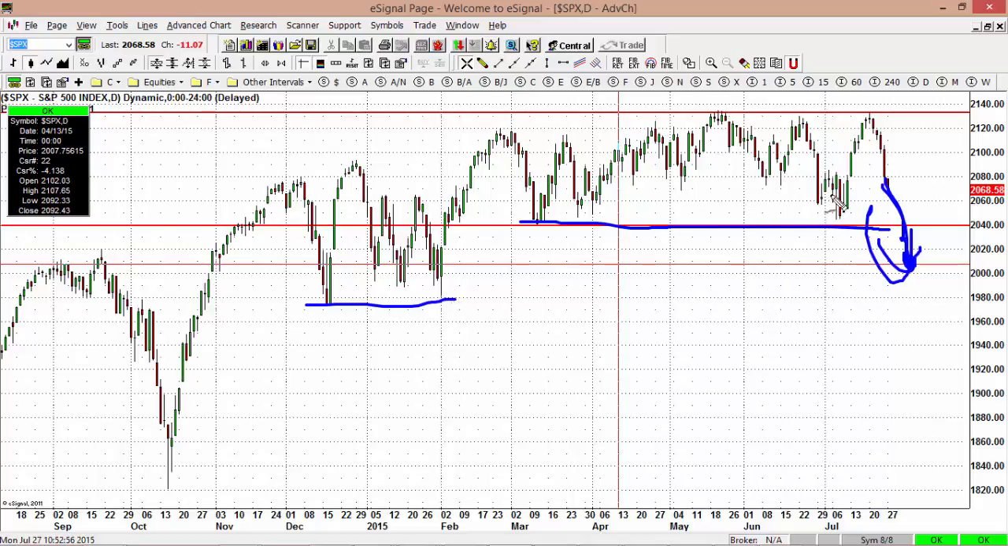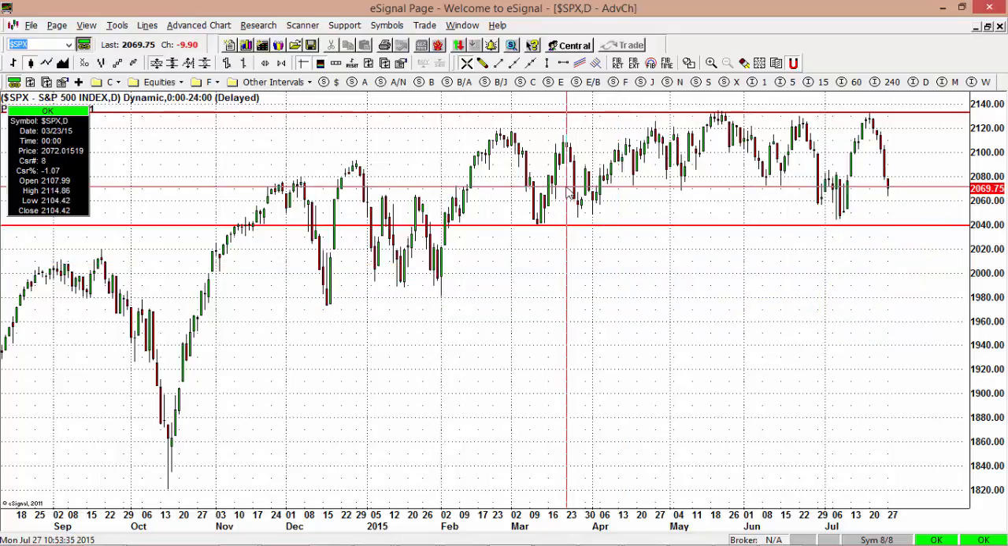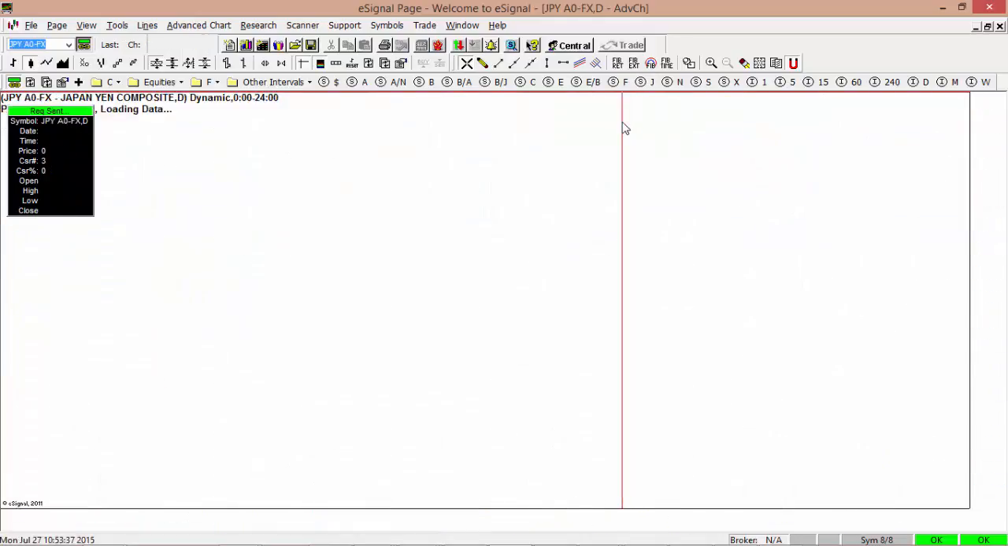So keep an eye out on 2040 in the S&P 500, and also the 1980 level. A close below those levels could issue a further sell-off in the stock market and a strengthening in the Japanese yen.